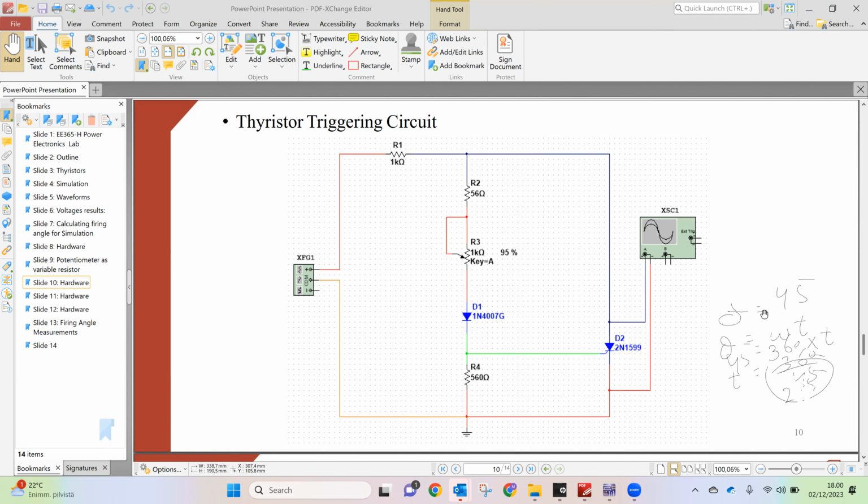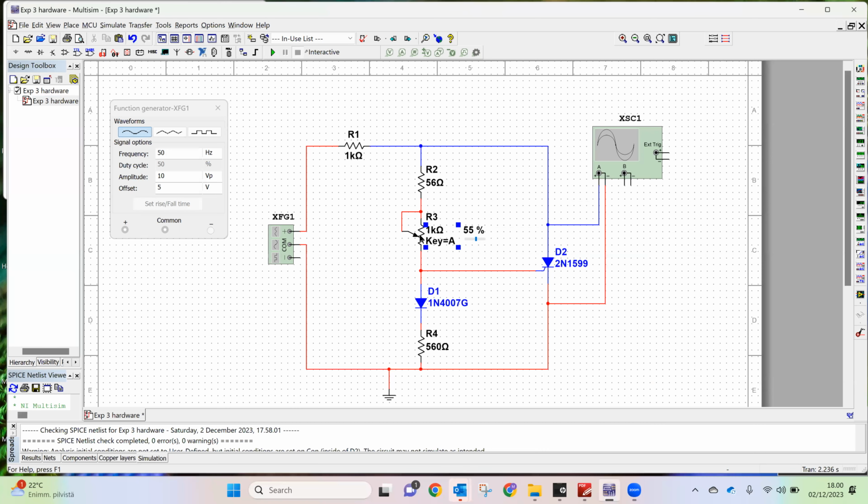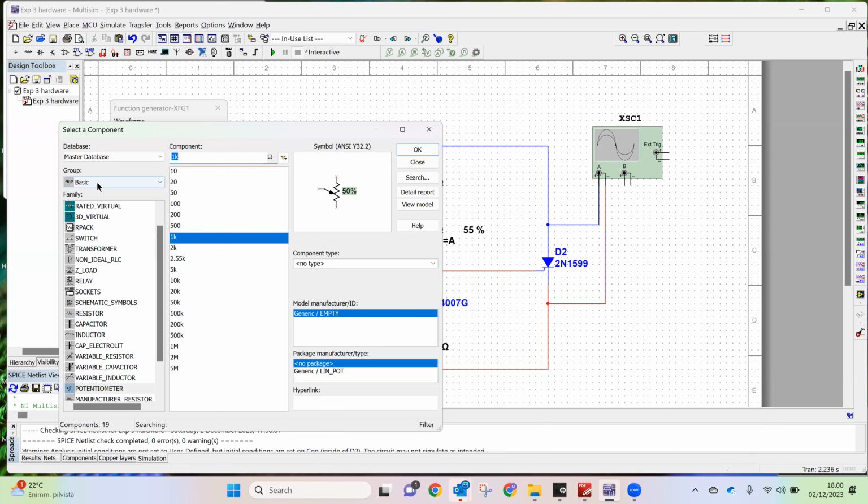And also in the exam I will ask you, first we will make this circuit. Okay, so this one is potentiometer. If you go to basic and you go here, this is potentiometer. Okay, this is a variable resistor. From here we will change the resistance to check the gate voltage at this thyristor.